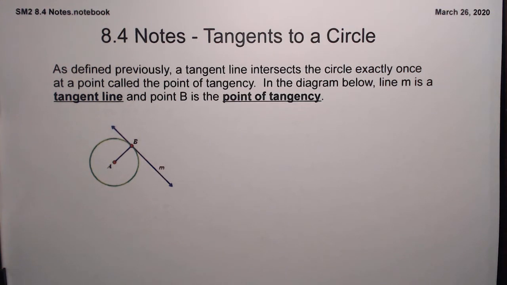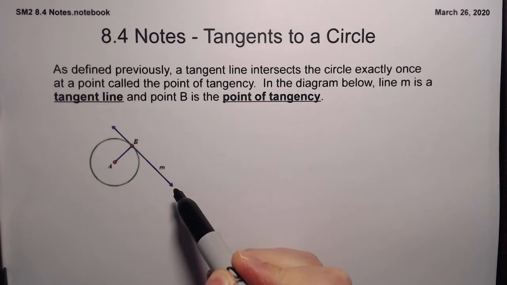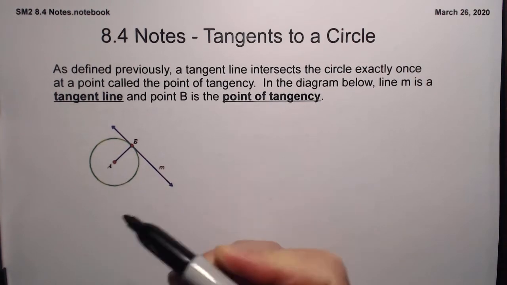8.4 tangents to a circle. So a tangent line intersects the circle exactly at one point, and it's called the point of tangency. Now, M in this one is the tangent line, and B is the point of tangency.